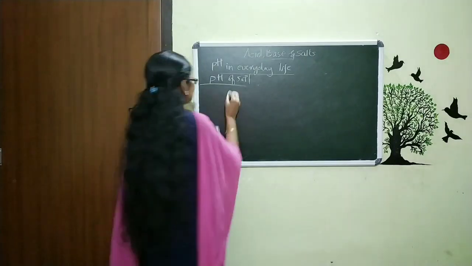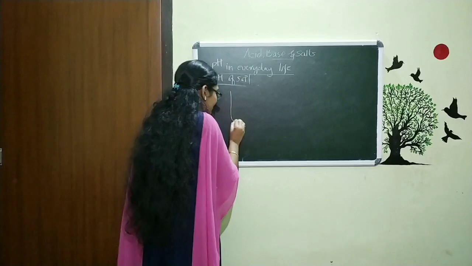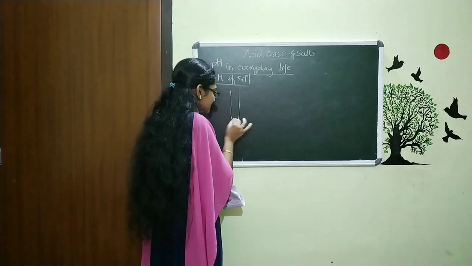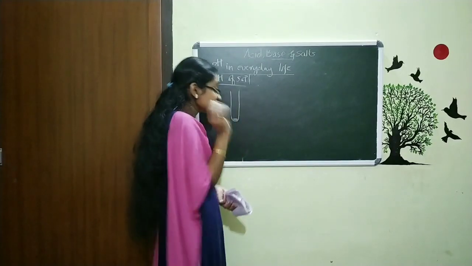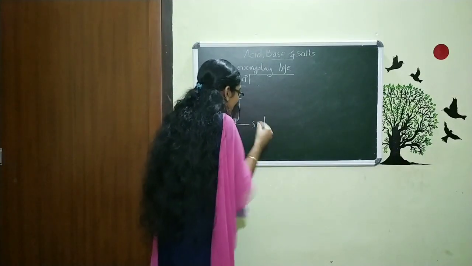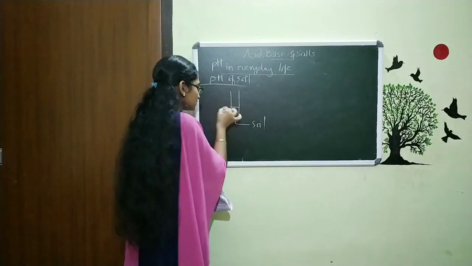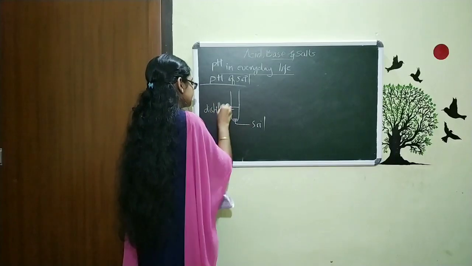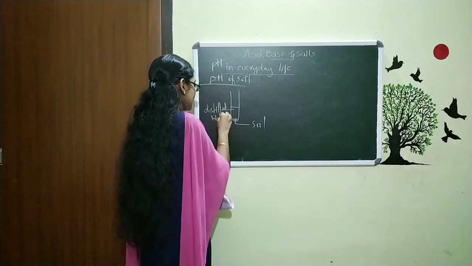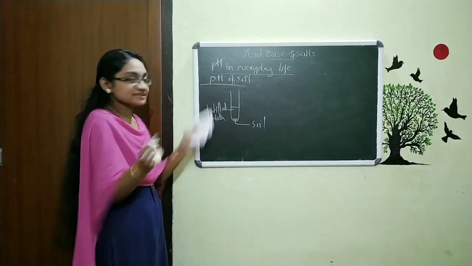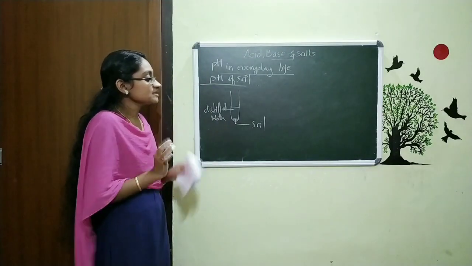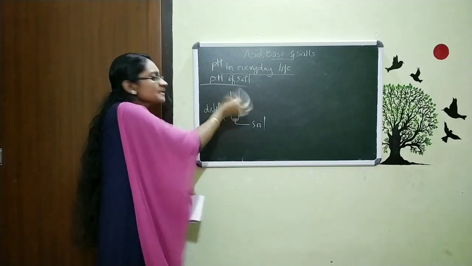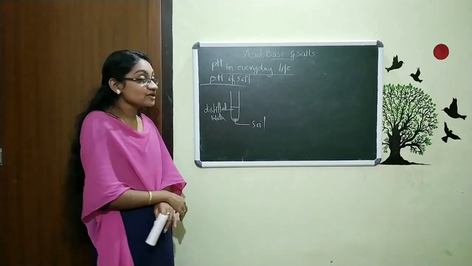For that, it is very simple. Just take a test tube and collect some soil in it. I am taking some soil in this test tube, and then add some water. We are using distilled water. Then shake this mixture for some time. Then we can see the soil is getting mixed with the water, not dissolved, just mixed. And now we are going to do the next step.